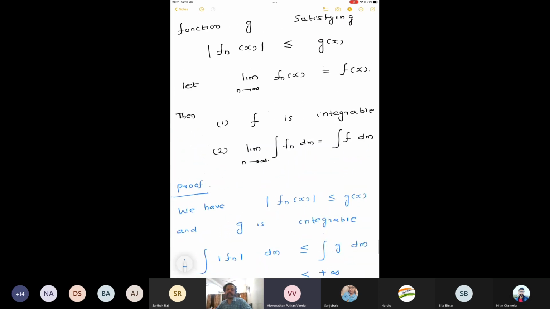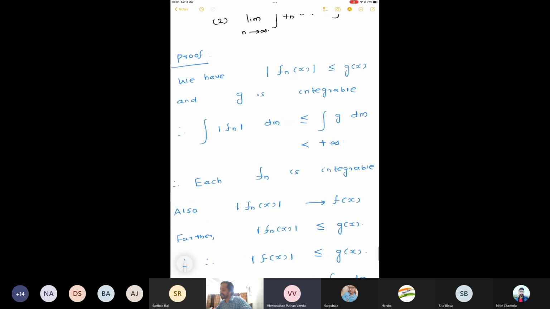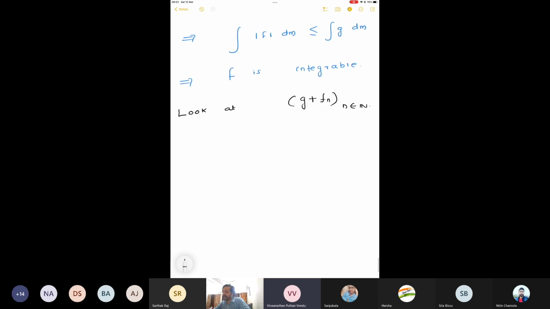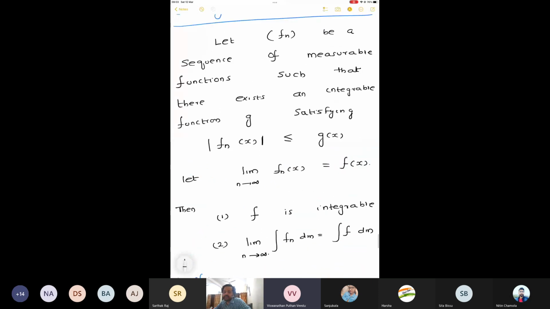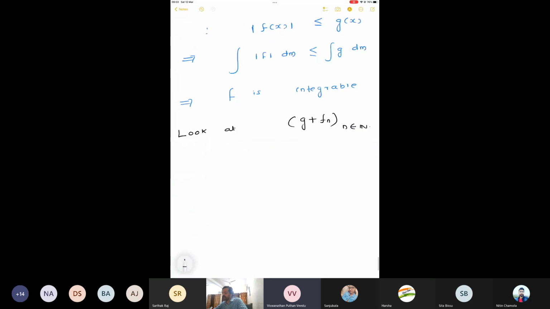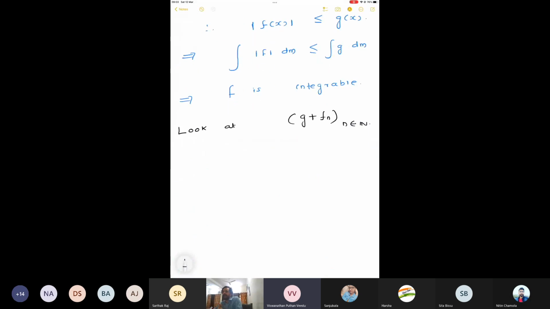Then what we want to prove is only the second main part: limit of integral is equal to integral of the limit. As I told, I am going to apply Fatou's lemma. Look at g plus fn, n belonging to N. Now this is a sequence of non-negative measurable functions. Do you agree they are non-negative? Because mod fn is less than or equal to g. So you are adding g to fn and modulus of fn at the maximum is g. So even though fn's can be negative, g plus fn cannot be negative. Do you agree?